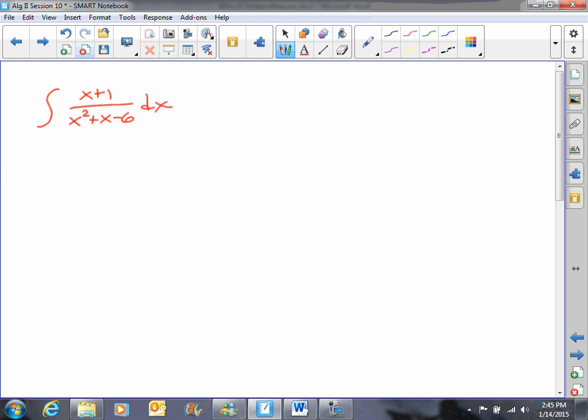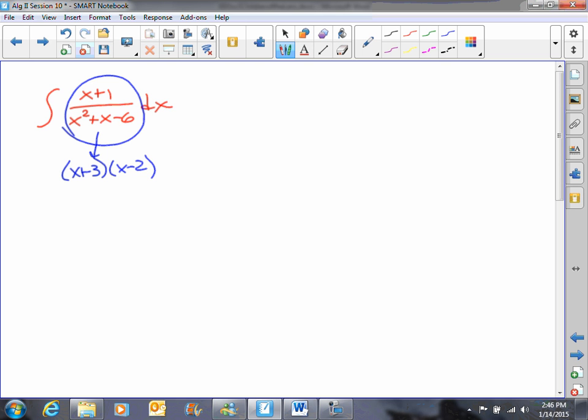Now, in this first problem here, we have the integral of x plus 1 over x squared plus x minus 6. To do this problem, what we want to do is split this fraction up into a sum of two fractions. Notice the denominator actually is x plus 3 times x minus 2.